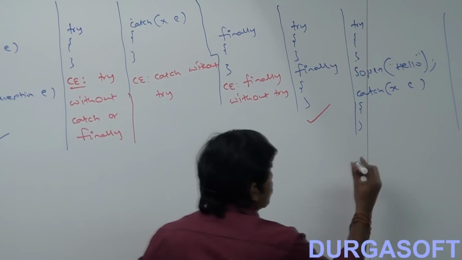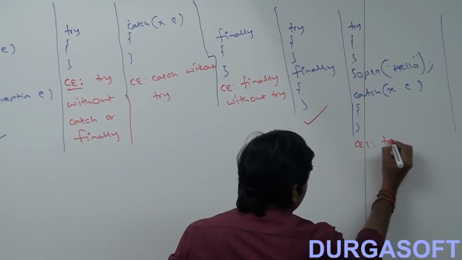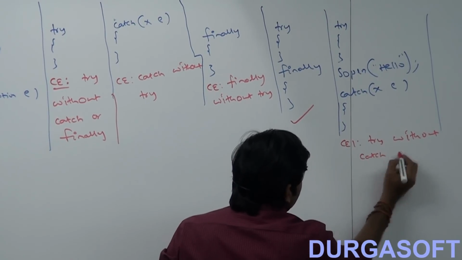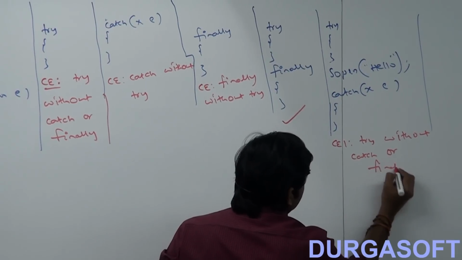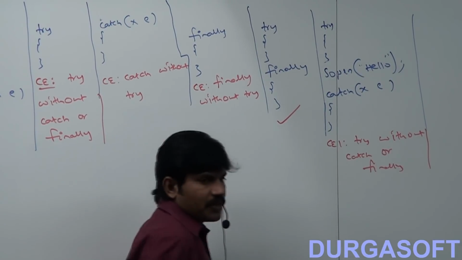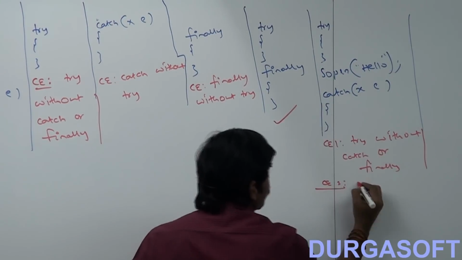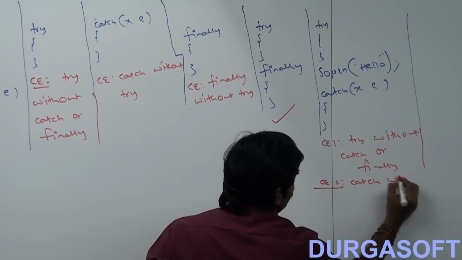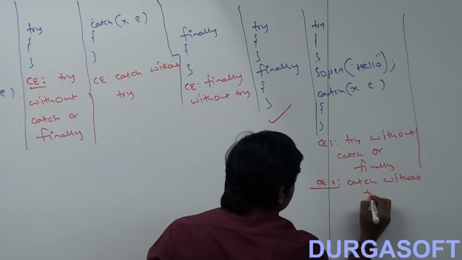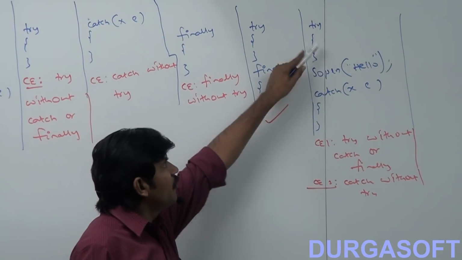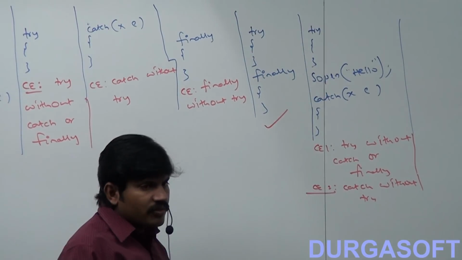Can you spell out what the first compilation error is? Try without catch or finally. Second compilation error, catch without a try. Okay, make sure you should be aware: try without catch or finally, catch without a try.